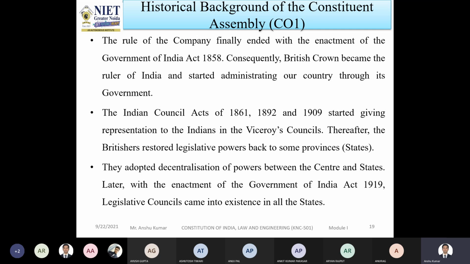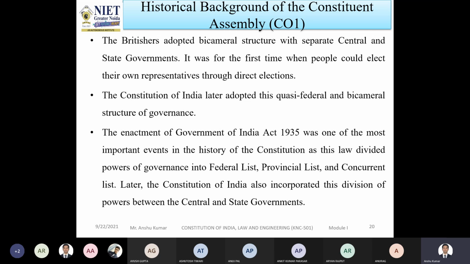provided this power, that means restored the legislative power back to the provinces, and also recognized the Indian Councils Acts, providing Indians the opportunity to come into the Legislative Councils. So these are some key points. And the Britishers adopted a bicameral structure with separate central and state governments.